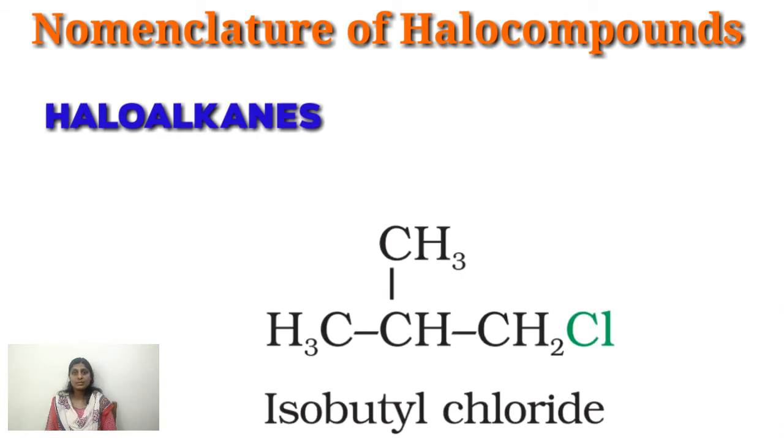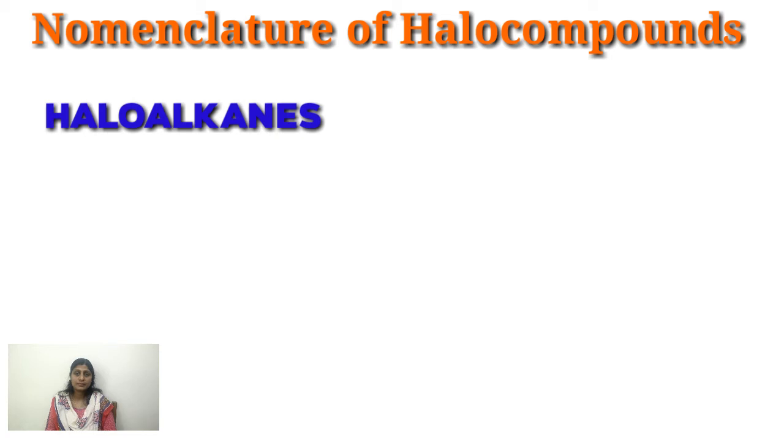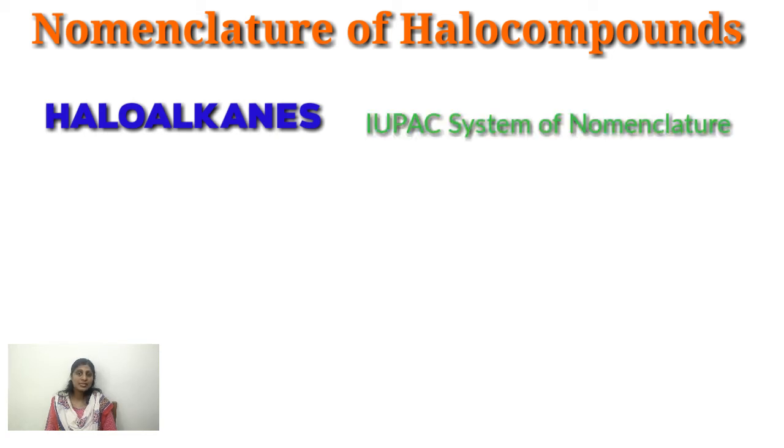One more example, that is CH3CH(CH3)CH2Cl. The alkyl group is isobutyl group. So the compound is isobutyl chloride. Next one, IUPAC naming system. Alkyl halides are named as halo-substituted hydrocarbons in the IUPAC system of nomenclature. That is, the format is haloalkane.